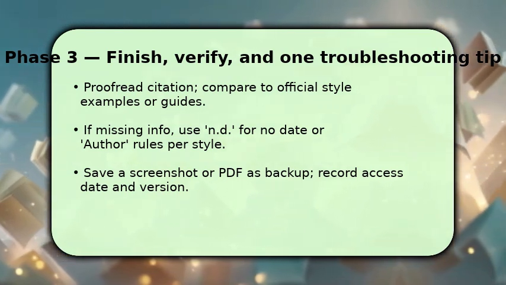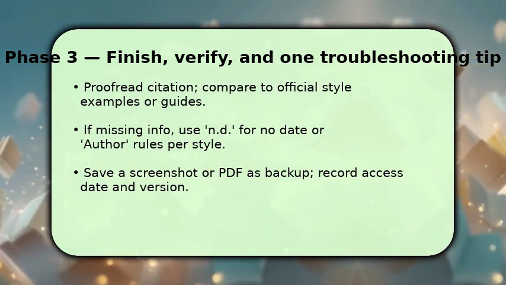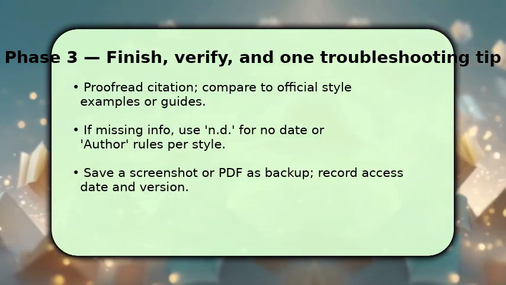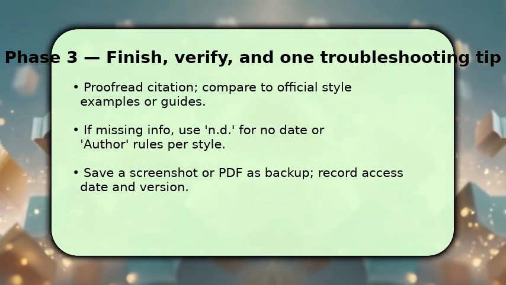Once done, save a screenshot or PDF of the page and record the access date so you can verify future disputes. If a citation still fails, revise the element order and punctuation. Often a misplaced comma or italics fixes it.